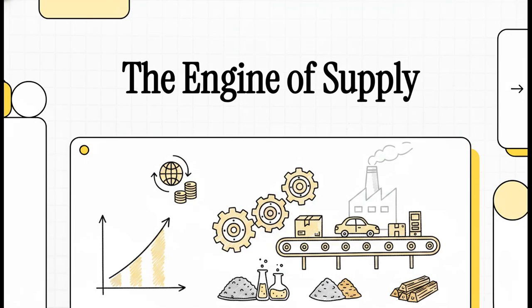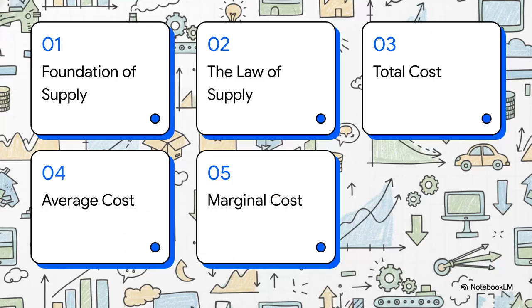All right, let's dive right into the fascinating mechanics that literally drive everything we buy. Today, we're moving from high-level market theory straight down to the physical factory floor to decode the real engine of supply. Here's our roadmap for today. We're going to start with the foundation and the law of supply, then we'll head straight down to the factory floor to calculate total cost, average cost, and finally, marginal cost.